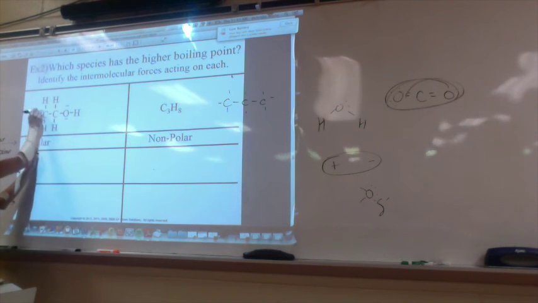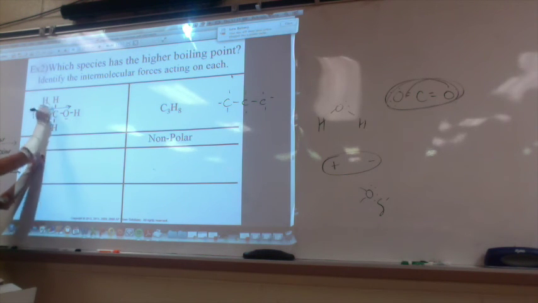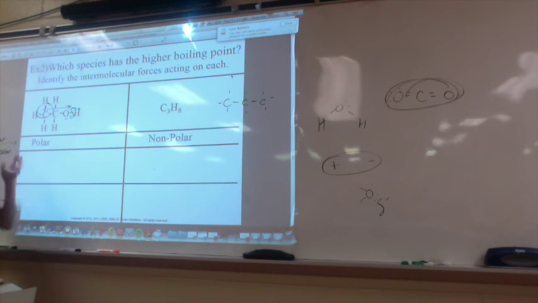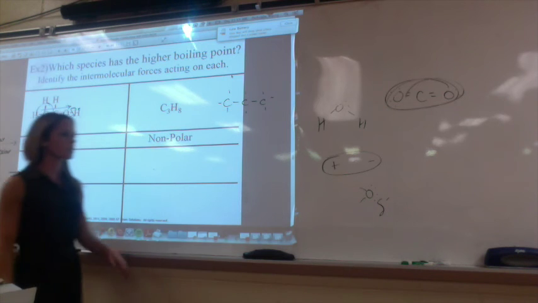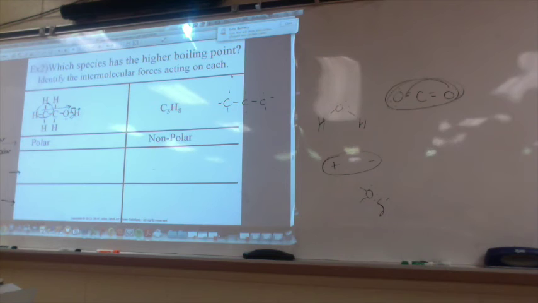So the pull of electrons is headed towards this oxygen. So this end is going to become slightly positive, and this end is slightly negative. Agreed? Oxygen's more electronegative. So then what are the forces acting on the first one? Okay, London dispersion, yes.